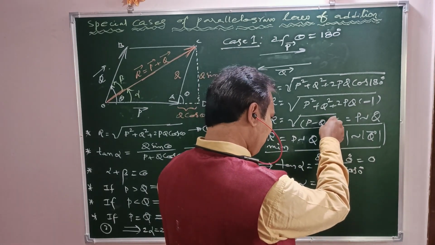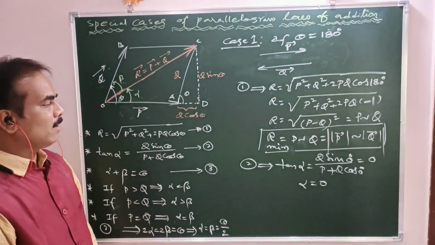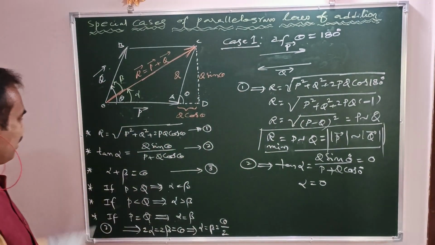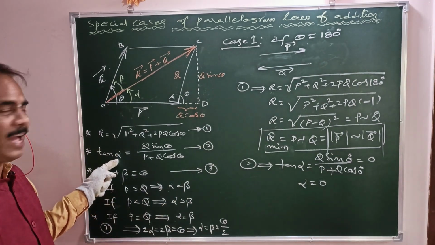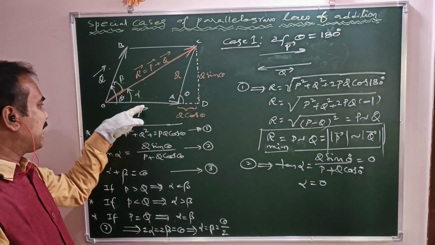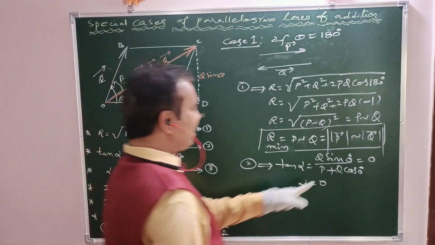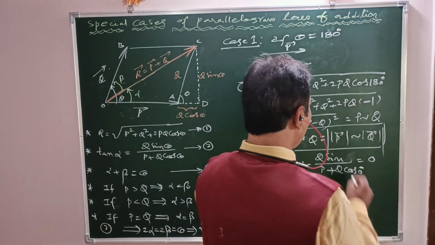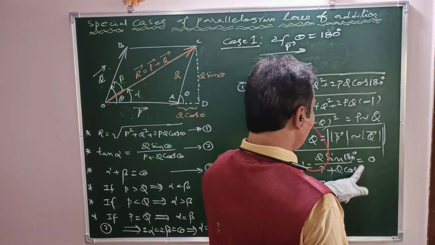Once again, take one more modulus here. Now, what about tan alpha? Tan alpha is equal to q sin theta. Tan alpha, in the sense, what is alpha? The angle made by r bar with one of the parent vectors, p bar. That is, tan alpha equals q sin 180 by p plus q cos 180 degrees.